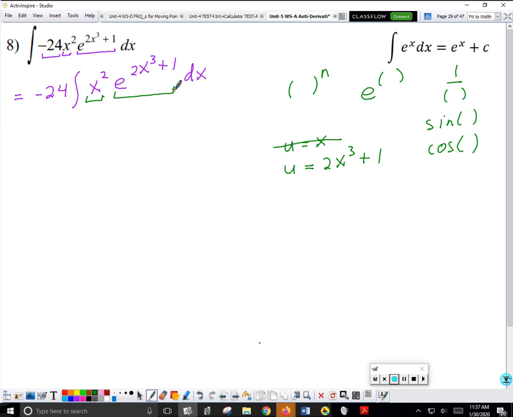So I'm going to do the same thing here. I'm going to take the derivative of this. Look, this says dx, so over here it's got to be dx. So just like unit 2, we take the derivative of both sides of the equation.